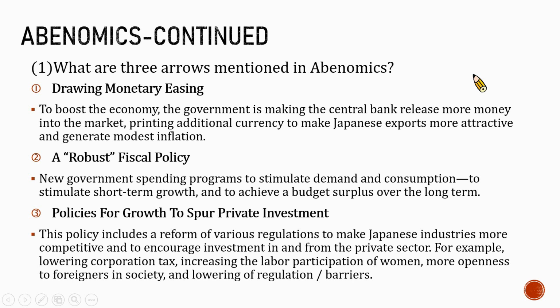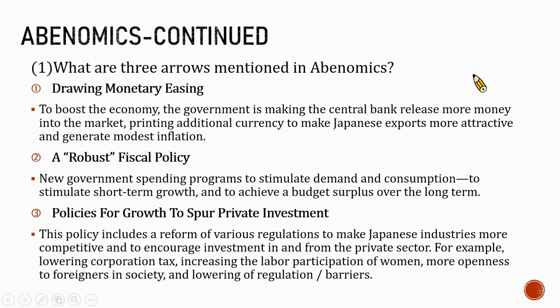And second, a robust fiscal policy. New government spending programs to stimulate demand and consumption, to stimulate short-term growth, and to achieve a budget surplus over the long term. The point is that the Japanese government is spending more to boost the Japanese economy.